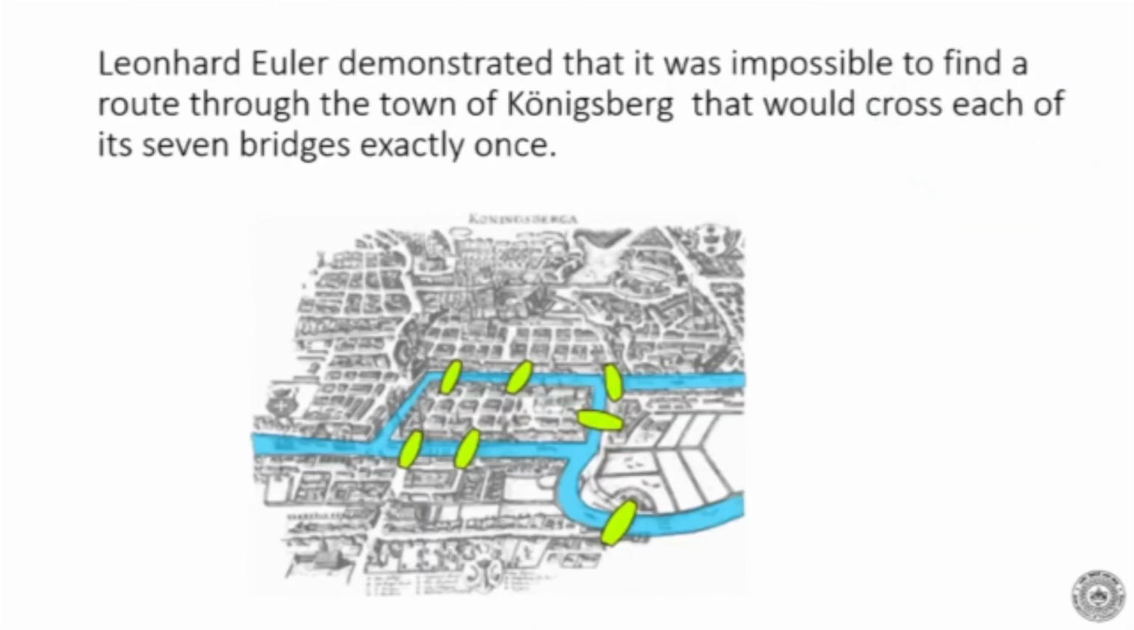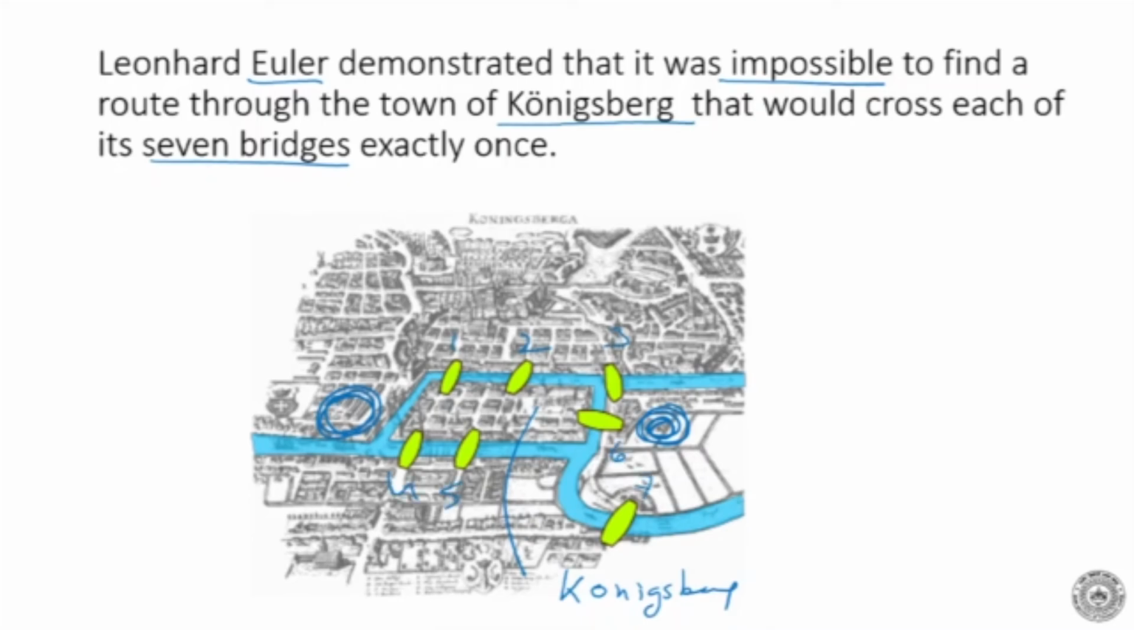Okay. Now, where did this study come from? Basically, it was started off by Euler, and he demonstrated that it was impossible to find a route or a path through the town of Königsberg that would cross each of the 7 bridges exactly once. So this is my town of Königsberg. Now if you want to go from this side to that side, there are 7 bridges. So this is 1, 2, 3, 4, 5, 6, 7 bridges.